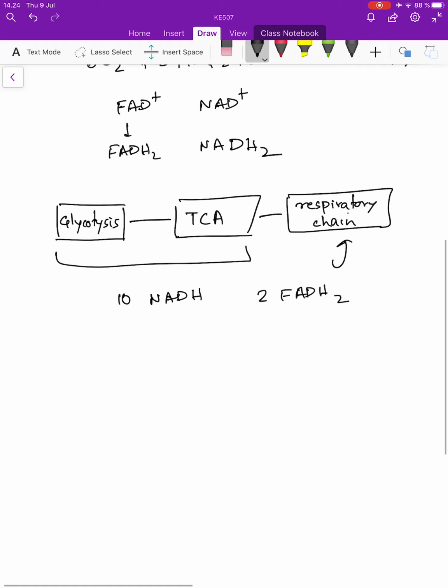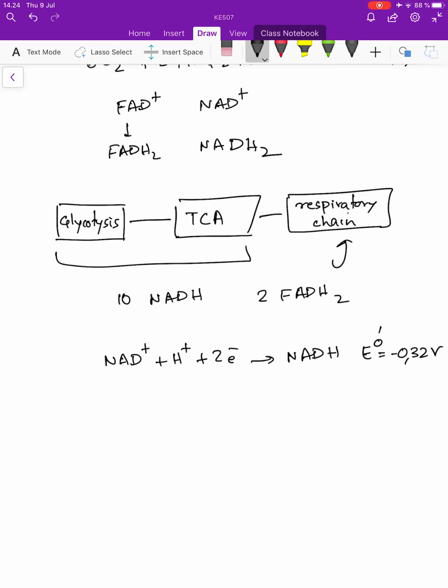So let us look at the energetics of these processes. The reduction of NAD+ can be written in this way. NAD+ plus a proton plus 2 electrons gives us NADH. And the standard reduction potential, I'm using a prime to denote standard biochemical reduction, we will talk about it in the lecture separately, is this. And for oxygen, the reduction potential is like this, and here the standard reduction potential is 0.816 volts.